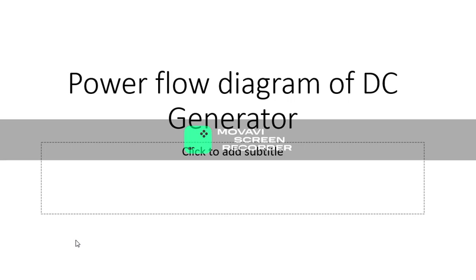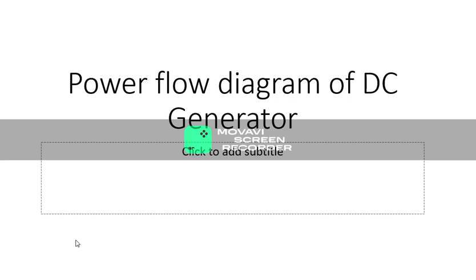Good morning, students. In this class, we are going to study the power flow diagram of a DC generator. Before moving to the power flows or power stages in a DC generator, we want to know what the inputs and outputs of a DC generator are. We already know that the input of a DC generator is always mechanical energy and the output is always electrical energy.